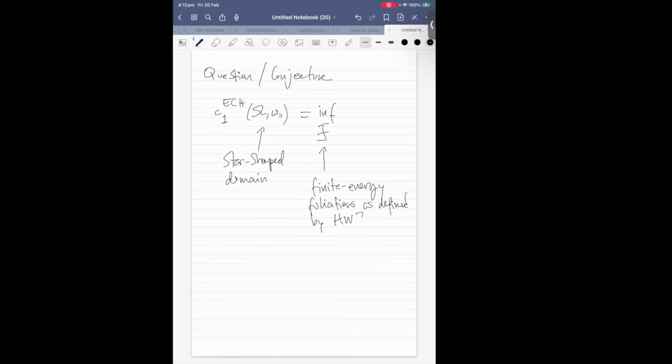by Hofer, Wysocki, and Zehnder, meaning foliations of a certain type, where leaves are holomorphic curves with one positive puncture, and so on, over the maximum over the binding orbit gamma of the action of gamma. So maybe there is a connection between this symplectic invariant and finite energy foliations, and maybe considering more general foliations, one can also hope to define other kinds of symplectic invariants.